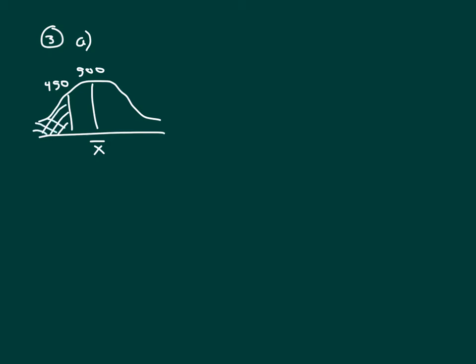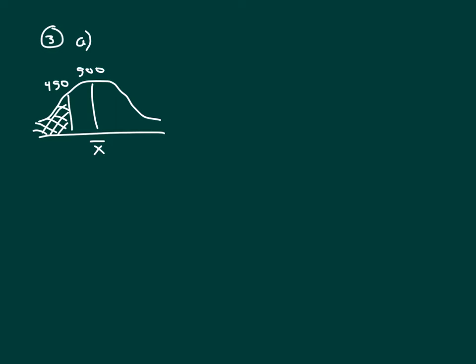Number 3 talks about SAT scores being normally distributed with a mean of 500 and a standard deviation of 100. Now, in Part A, they want us to find the probability that a randomly selected SAT score is less than 450. So if you want to think visually about what this would look like, if the mean score is 500, then 450 is going to be to the left of the mean. So we're really looking for what percentage of scores are less than 450, so to the left of 450 on the normal distribution curve.